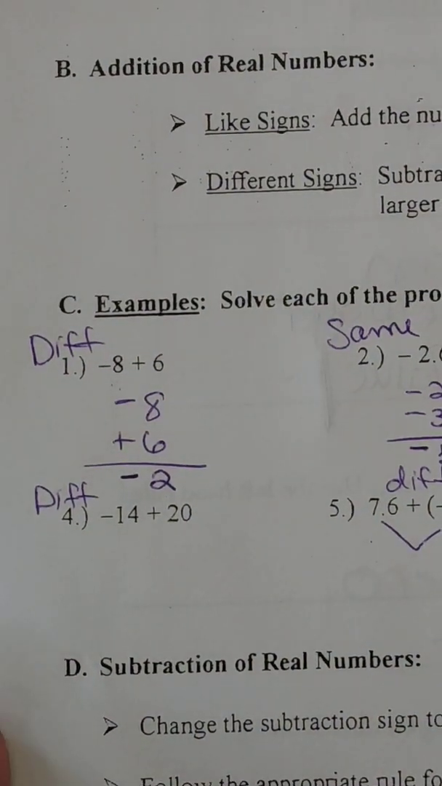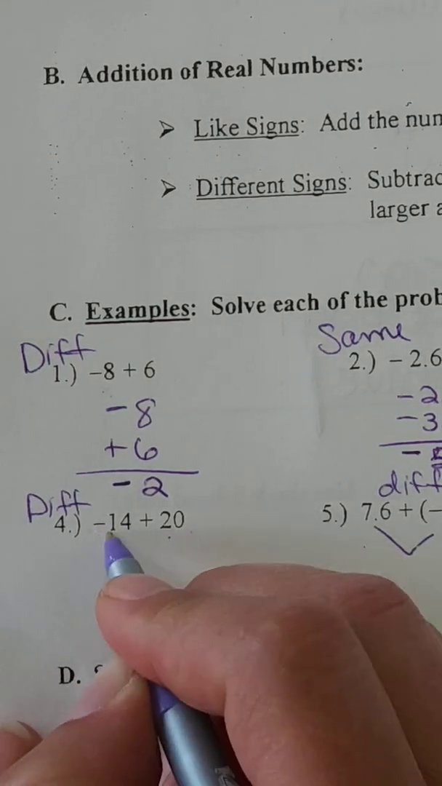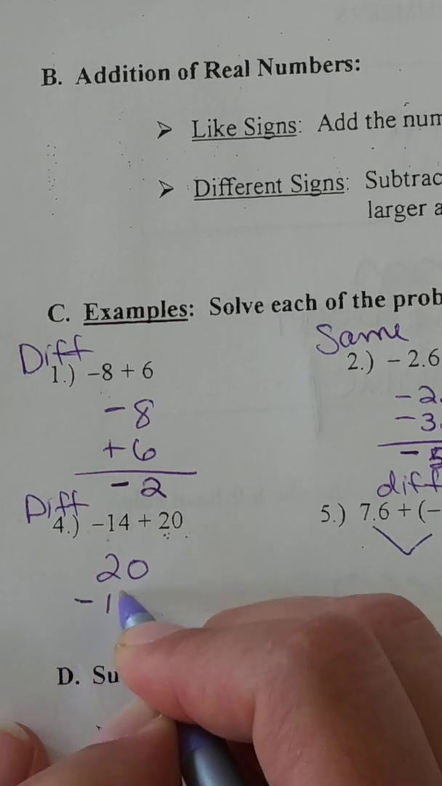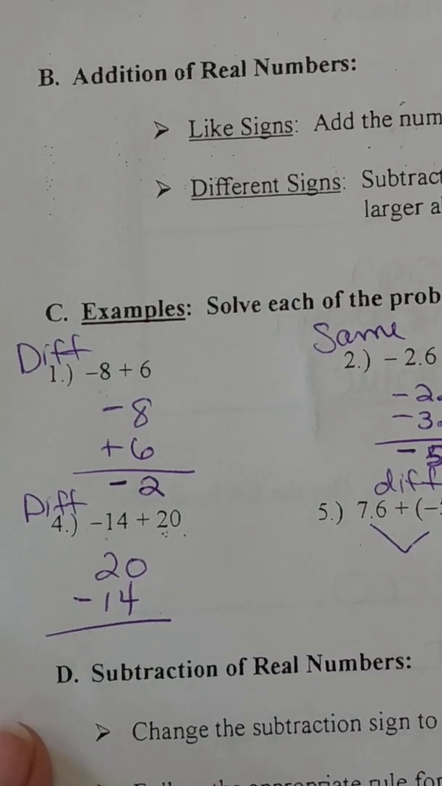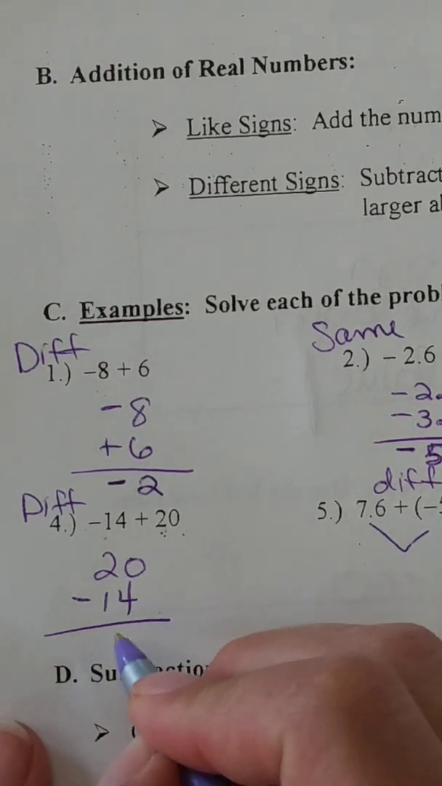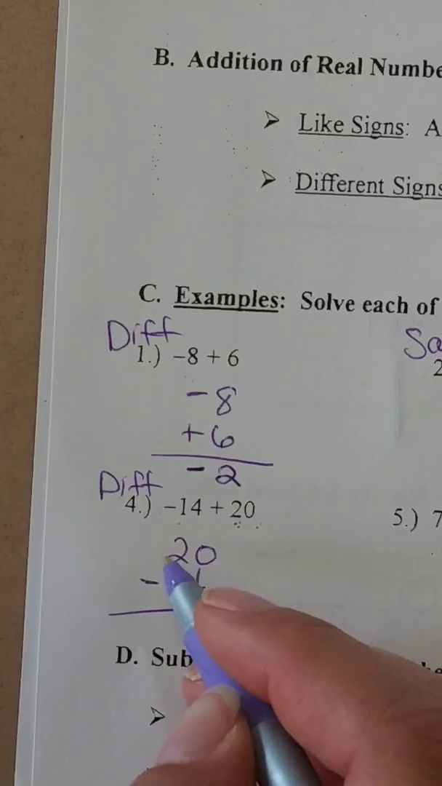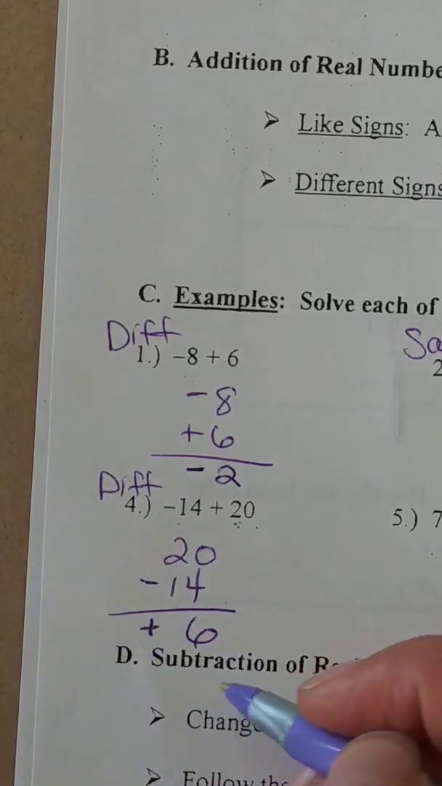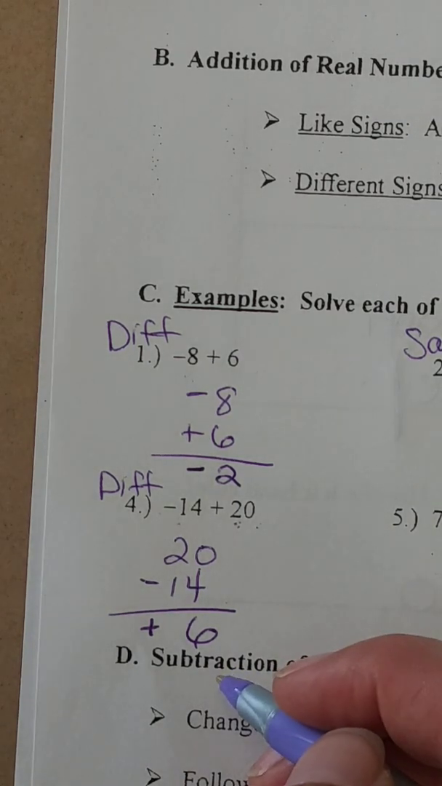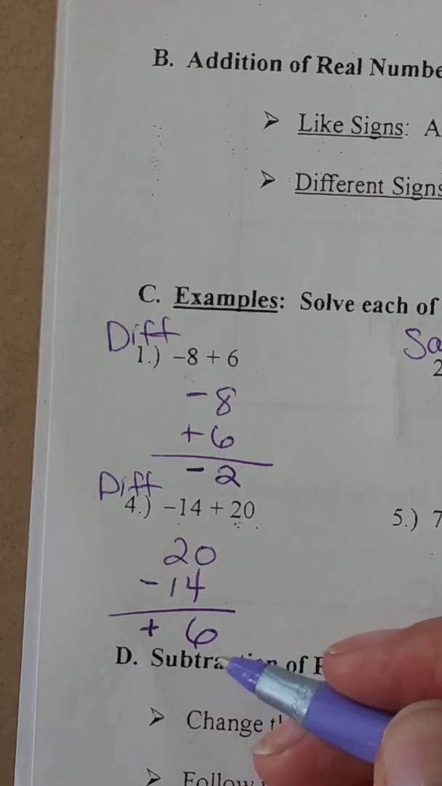Number 4, different, difference. The bigger absolute value on top. 20 and a negative 14, or 20 minus 14. And there's more positive, so the answer is positive. I'm going to put the positive down this time because I can, and because I want to emphasize we're taking the sign from the bigger absolute value.